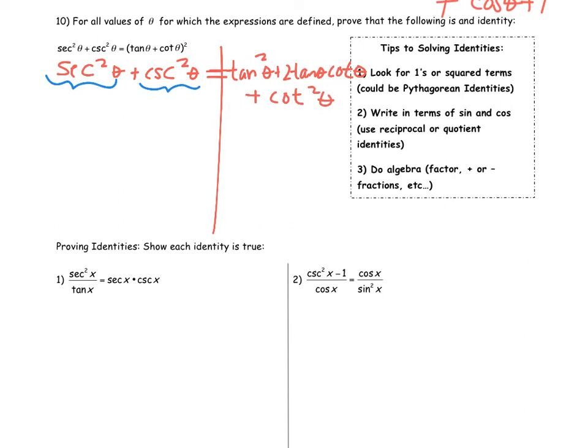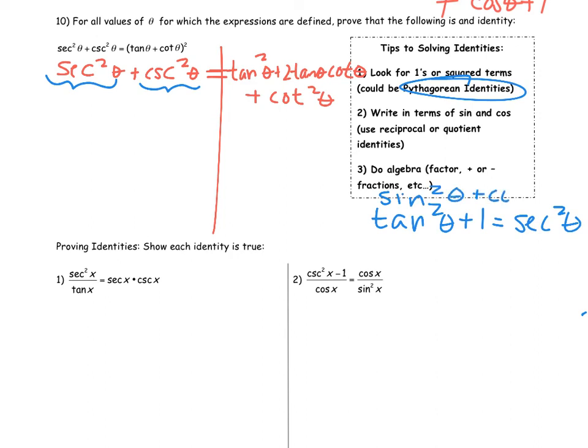squared, remember our Pythagorean identities? Well, one of them, let's write them out. We had tan squared theta plus 1 equals secant squared theta. We had sine squared theta plus cosine squared theta equaled 1. And we also had cotangent squared theta plus 1 was equal to cosecant squared theta.